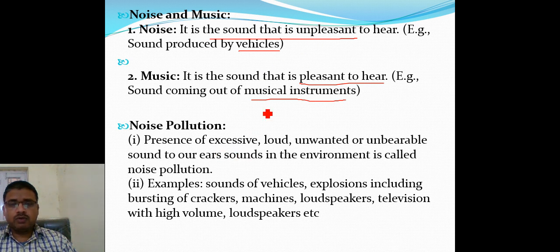Now, when we talk about noise pollution, if there is an unpleasant sound that is excessive, loud, unwanted, or unbearable, that you cannot listen to anyhow, then this kind of sound is called noise pollution. This kind of sound, like the sound of vehicles, explosions, the bursting of crackers, machines, loudspeakers, and televisions with high volume, basically creates noise pollution.